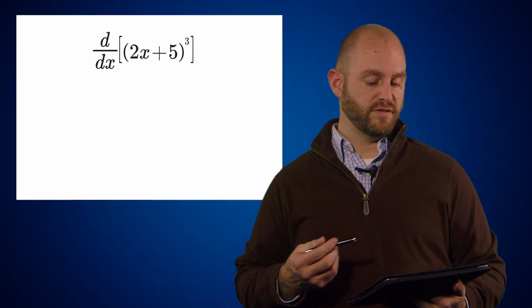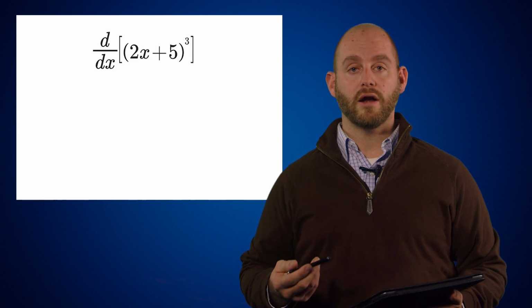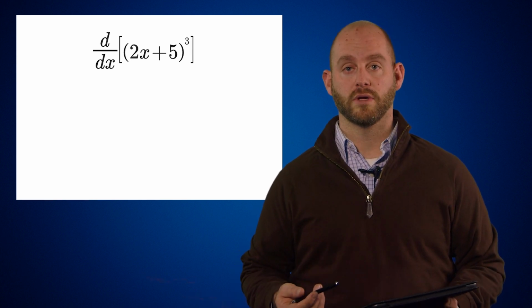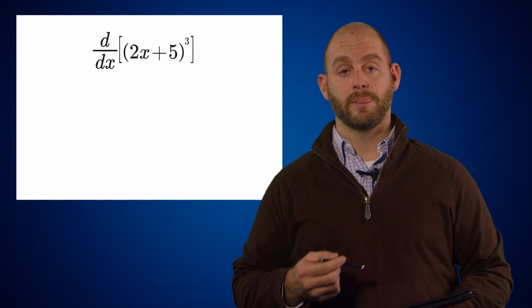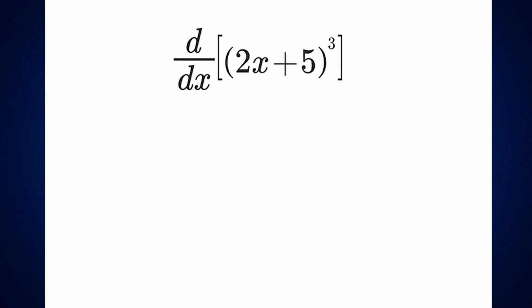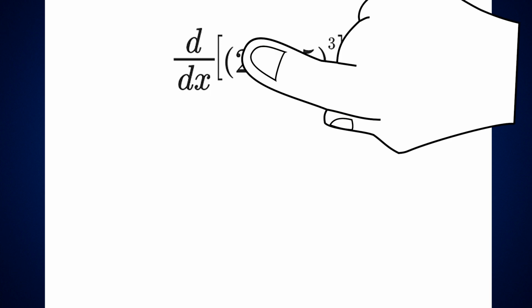So we have the derivative in terms of x of the quantity 2x plus 5 cubed. So we see we have a function, a linear function, inside of a cubic function. And we want to take the derivative of this. When I teach this to my students, I usually put my hand over the inside function. Or you can almost pretend like you're putting your finger over the inside function.